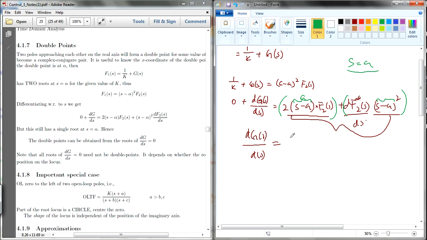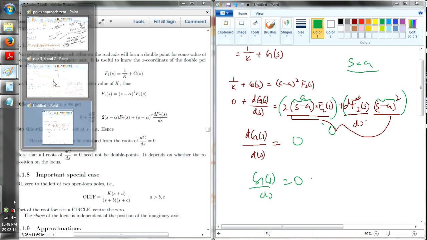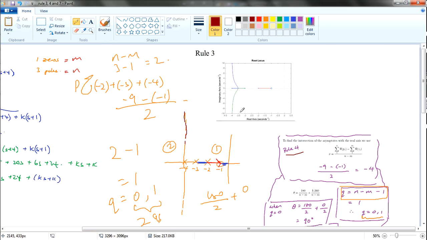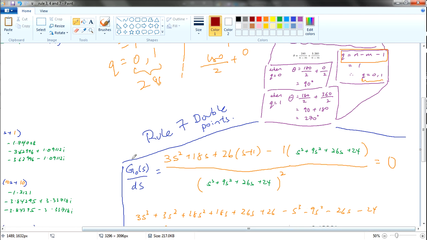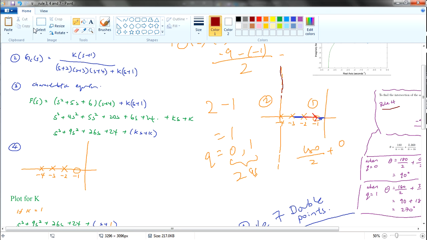This is where when you sub s equals a, the whole system becomes 0, and therefore it's equal to 0. So this is dg(s)/ds equals 0. And therefore this is how we derive for the double points, and how we're going to use it for here. So I actually took the open loop transfer function without the k. So let's take this open loop transfer function.